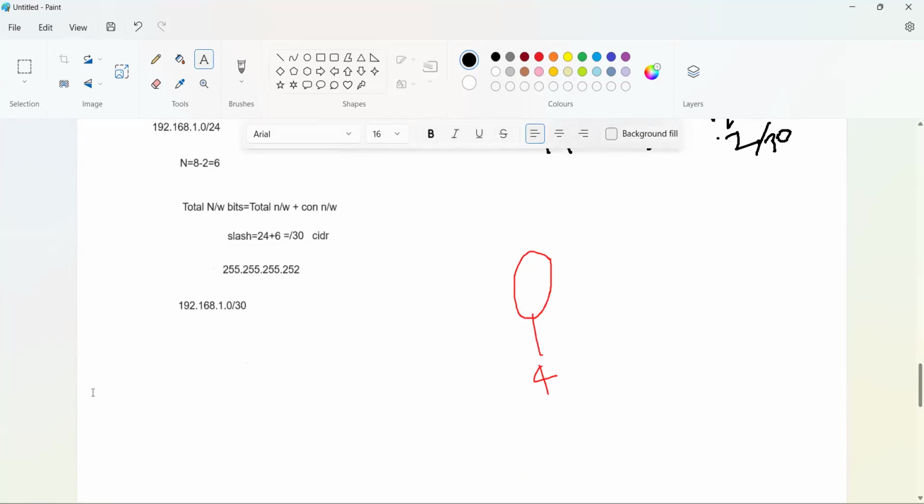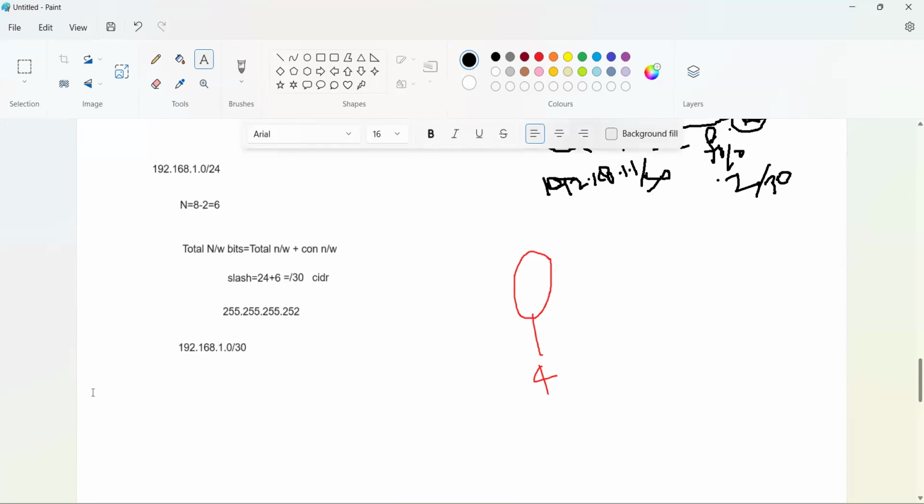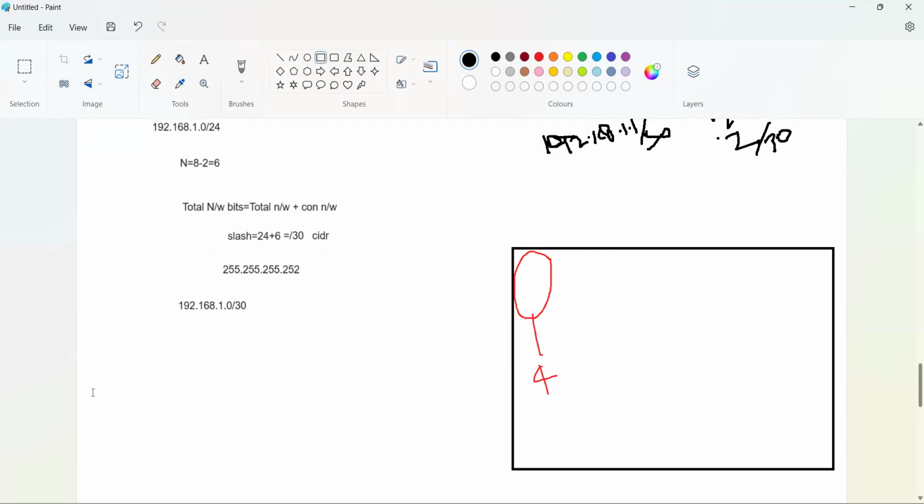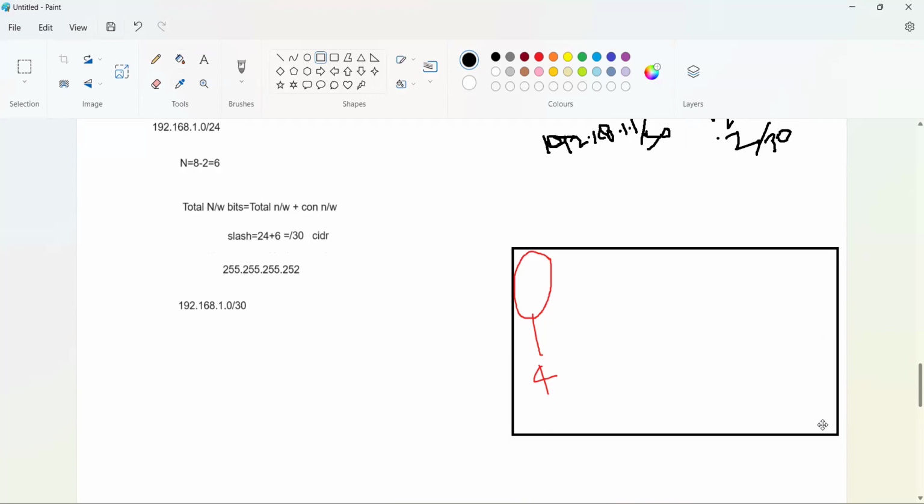Now how many subnets will I get in this network? How many subnetworks? How many blocks? Just now we discussed, right? Take it as one box and check it here. What is the subnet? My formula for subnets is 2 power n.